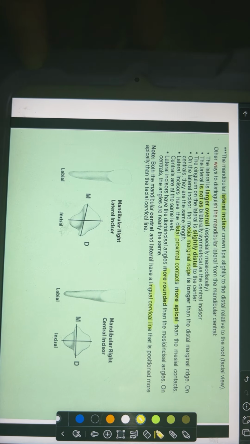You must know how to differentiate between the maxillary central and the lateral, and the mandibular lateral from the central, okay? And you must know which tooth has a sharper or rounded mesioincisal angle, how the cervical line is, and whether the root is bending towards any side. All these differences should be noted so we can answer the question in the ADAT exam.